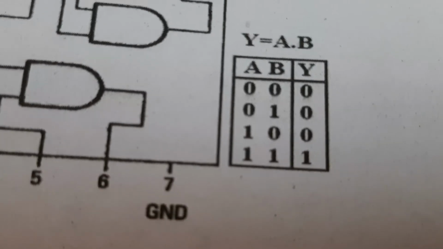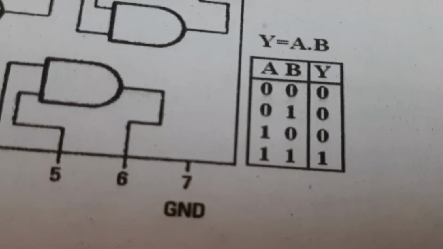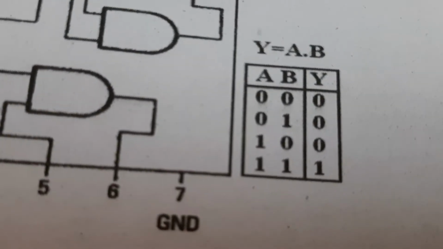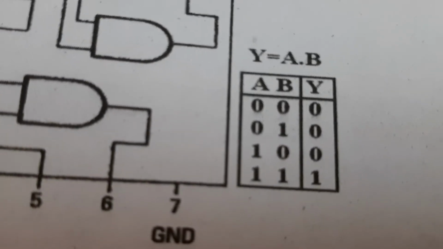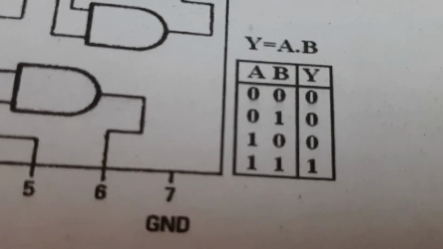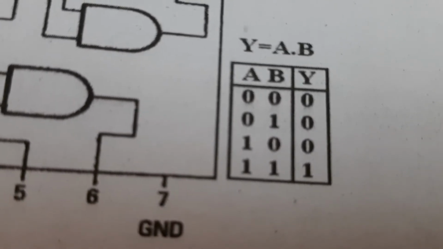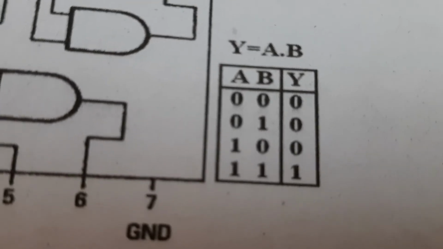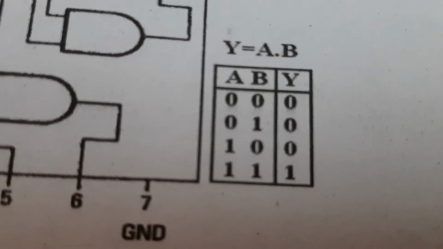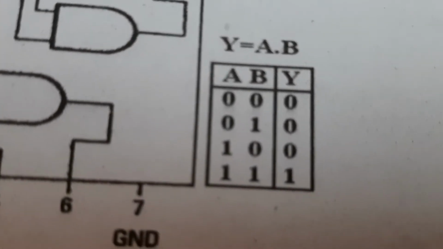So 1 1 gives me 1, and 0 1, 1 0 or 0 0 gives me 0. So you can see the truth table here in the book. So when input is 0 0, output is 0, input is 0 1, output is 0, input is 1 0, output is 0. So output is 1 in the last entry when both the inputs are 1 1. So this is the truth table of AND gate.